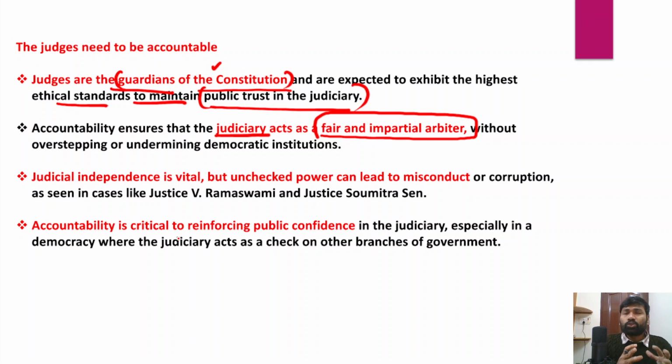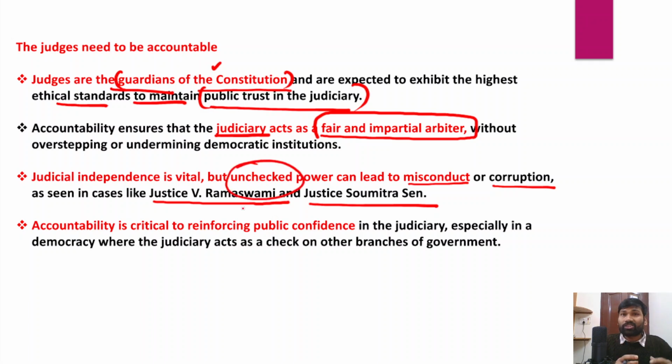There's no doubt that judicial independence is very, very important, because judicial independence protects the constitution and constitutional ethos, and it ensures constitutionalism. It is also like a check and balance on different organs of the government. But unchecked power of the judiciary can even lead to misconduct and corruption as well. This has been seen in cases like the Justice V. Ramaswamy and Justice Soumitra Sen cases. Unchecked power in the hands of any institution or organization would necessarily lead to misconduct, corruption and misuse of their respective powers.